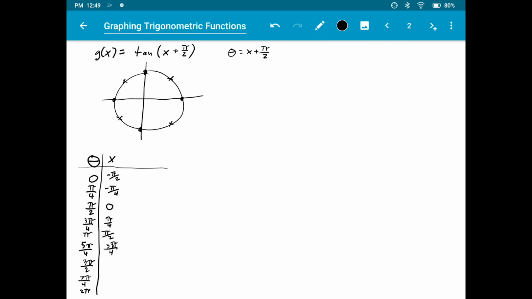For 3 pi over 2, the x value is going to be pi. For 7 pi over 4, the x value is going to be 5 pi over 4. And for 2 pi, the x value is going to be 3 pi over 2.